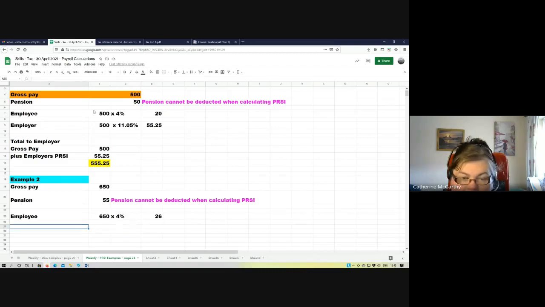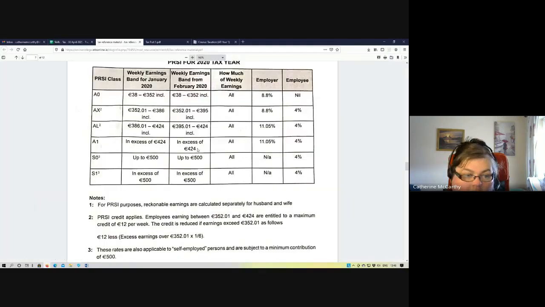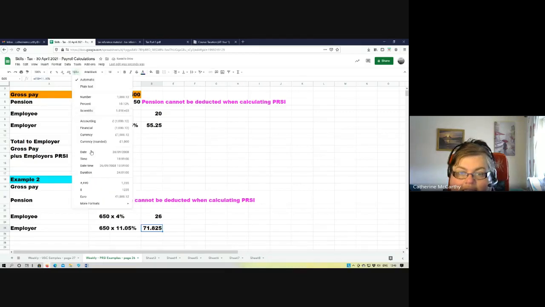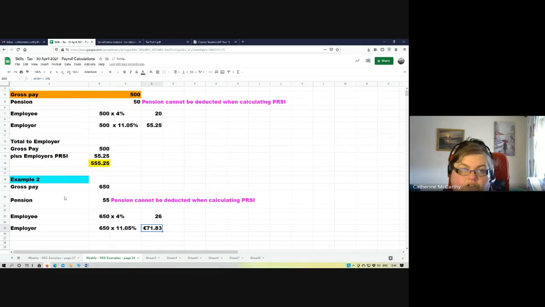And what rate will the employer pay at? So if you go back and check it, we've got a 650. So it's over the 424. So the employer will pay at 11.05 exactly. So 650 by 11.05%, which is €71.83 for the employer.